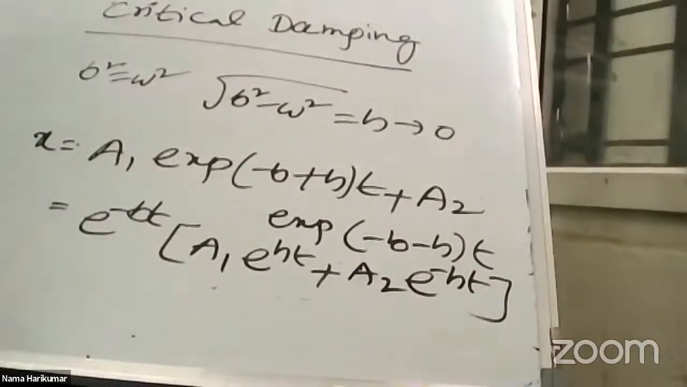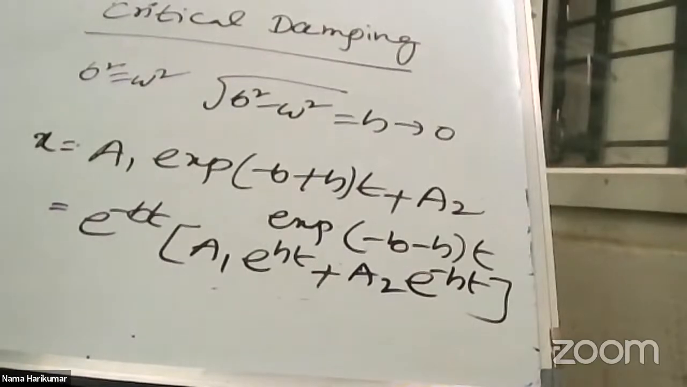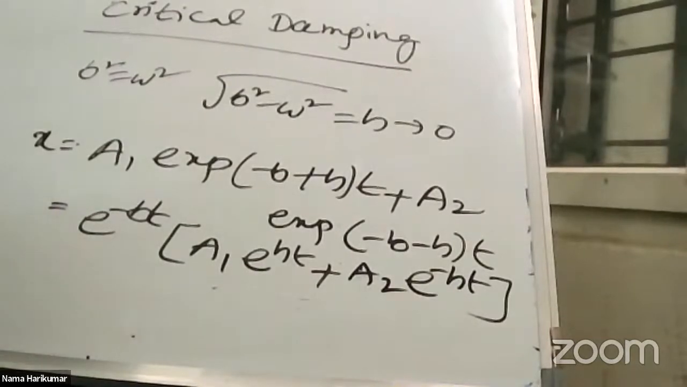Yes, it is clear? Is there a doubt here? Under root of b square minus omega square, you put just the h value. So finally, e to the power of minus b t into a1 e to the power of h t plus a2 e to the power of minus h t. Any doubts? No sir.